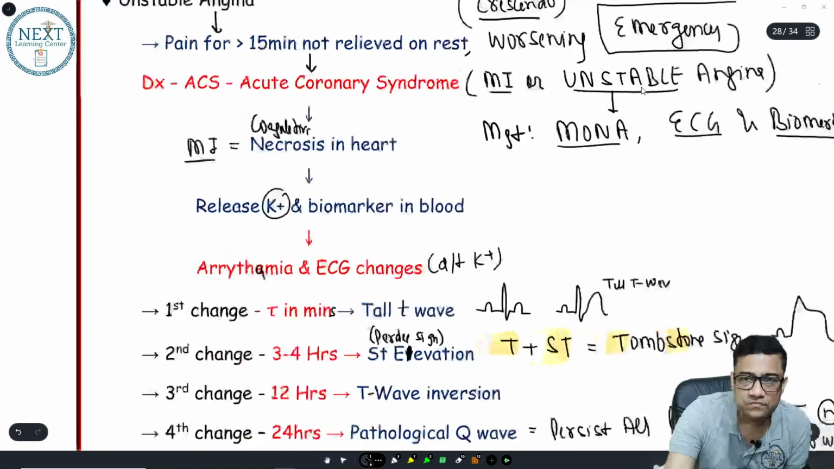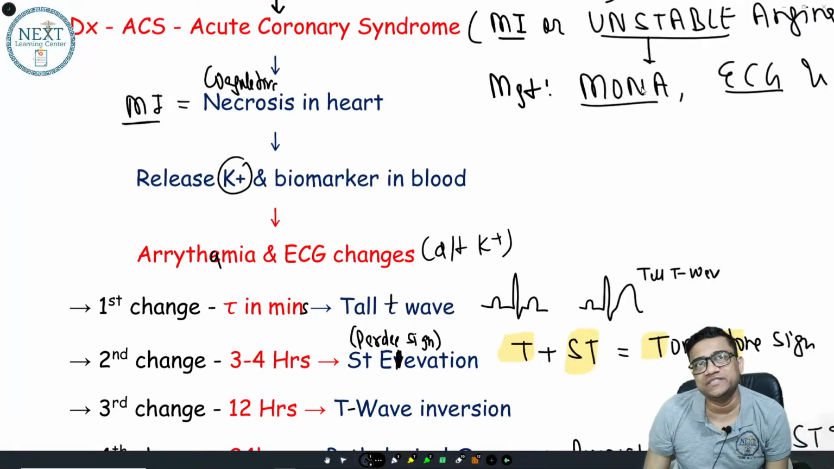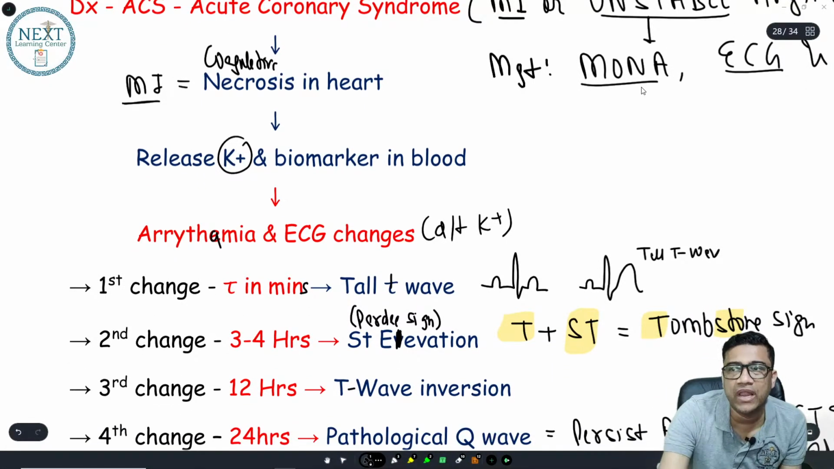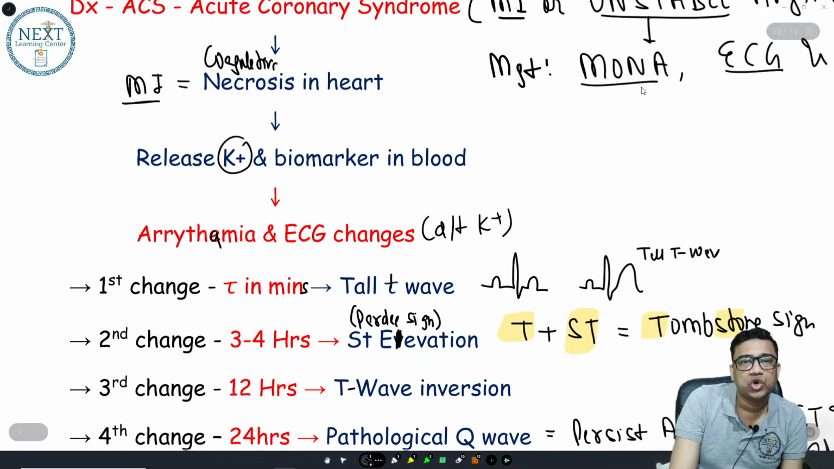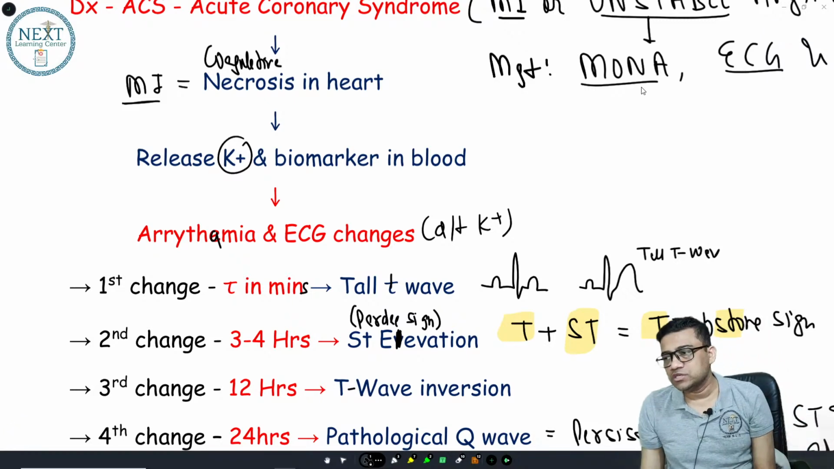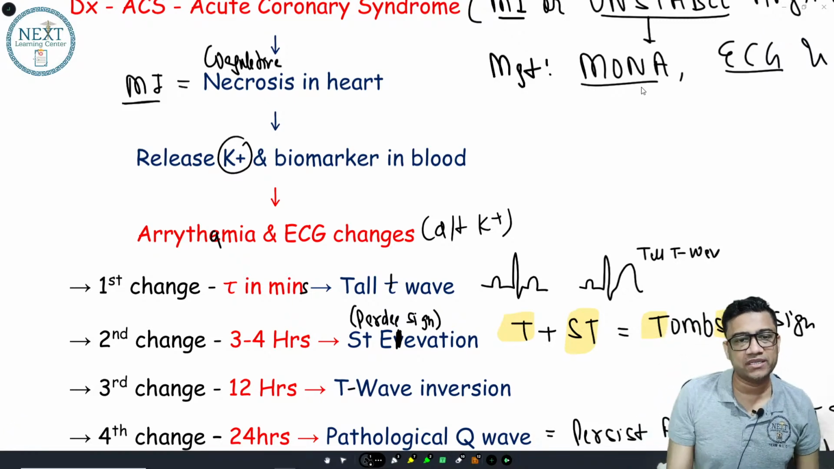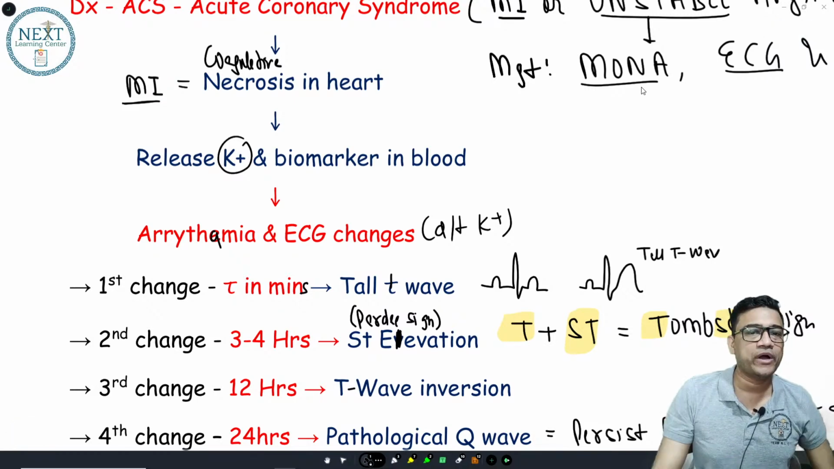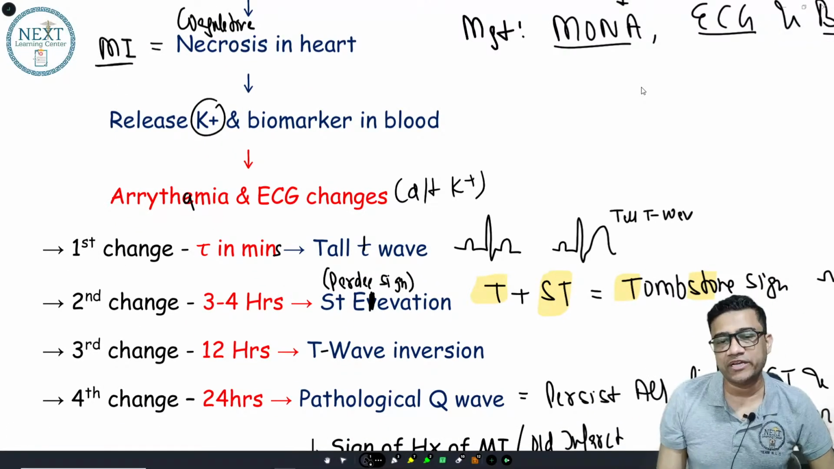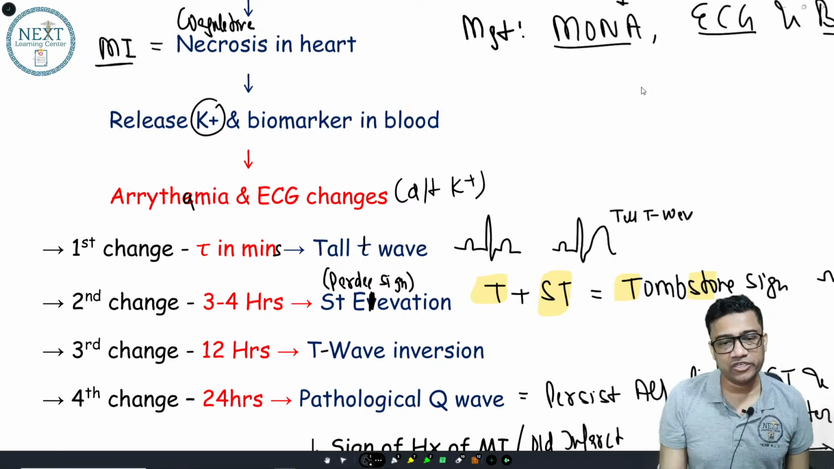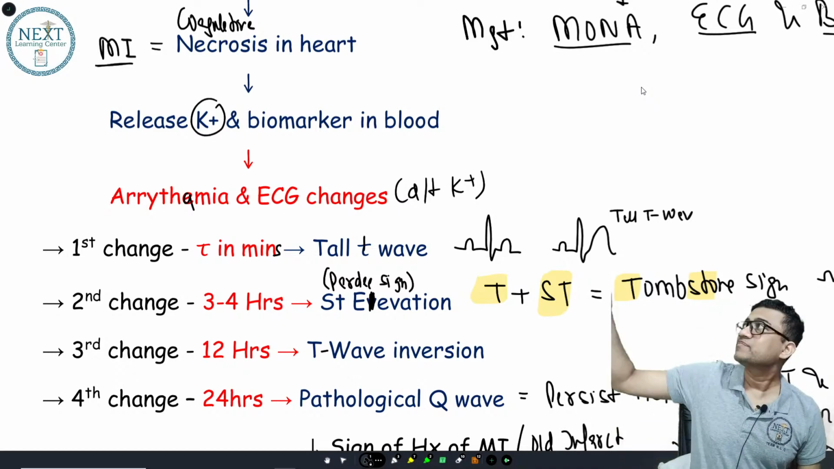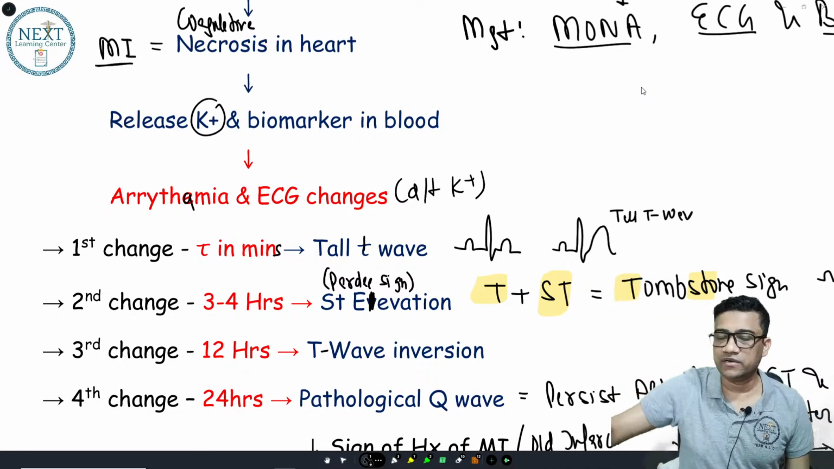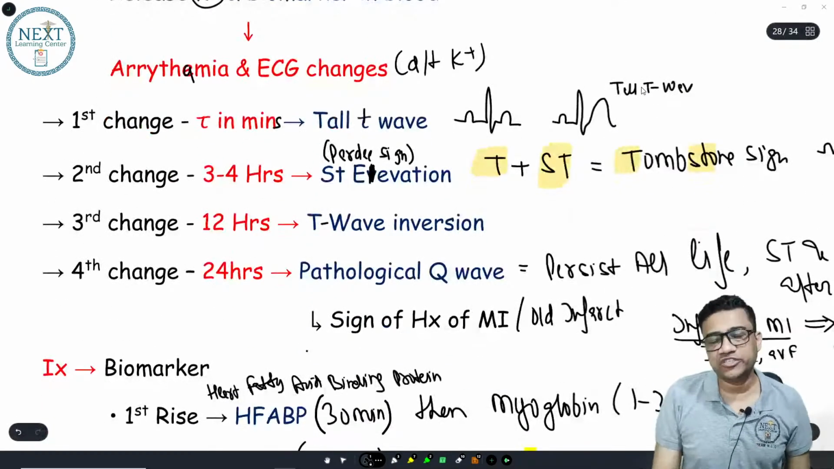Next question. What is MI? MI is basically death of the tissue due to lack of blood. That is called as your MI. Okay. And what necrosis occurs? There is coagulative necrosis. Coagulative necrosis occurs in case of MI. It releases potassium and biomarkers in the blood, and potassium causes arrhythmia and ECG changes, and biomarkers we will use for diagnosis of MI. Are you clear? So that is the main funda.